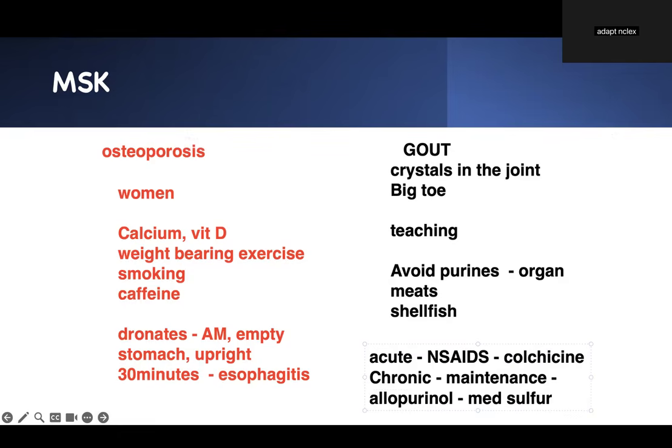So what do you teach them? When they're on allopurinol, you tell them, okay, increase fluid as much as possible. And then stop the allopurinol if they develop rash. That's Stevens-Johnson syndrome. So increase fluid and stop it, because that's a priority. Therefore, any patient who is taking allopurinol for gout and reports rash and itchiness, that's a priority. The next thing you do is stop the medication.